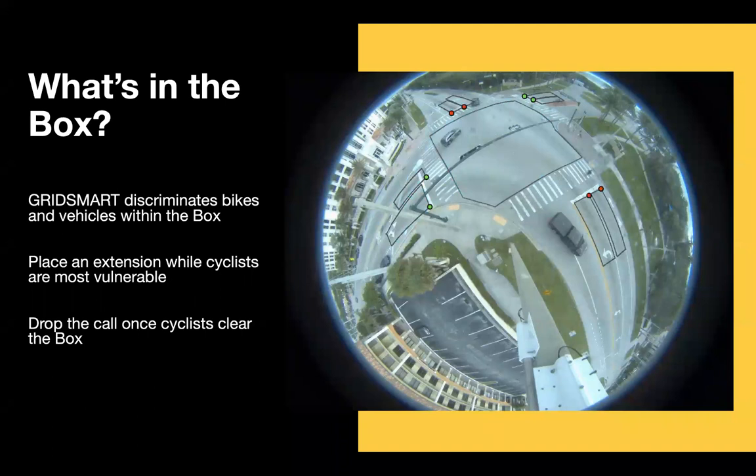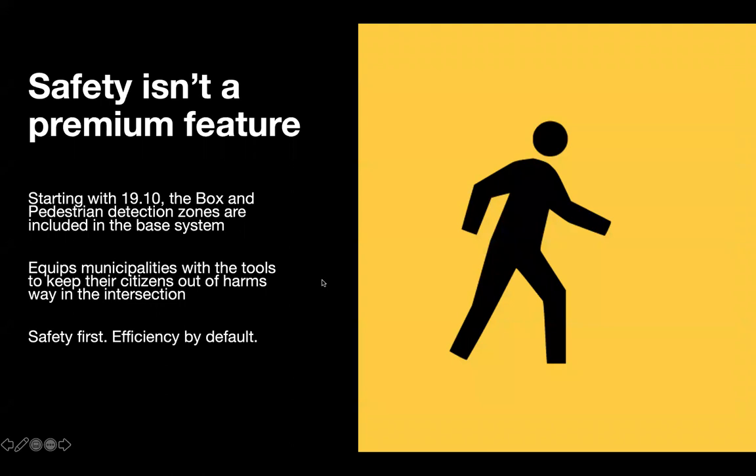That segues nicely into the next bit that I want to talk about, which came with 19.10, which included the change in the way we license these features. We don't believe that safety should be a premium feature. Initially, the box was part of the Performance Plus package, but we've changed that. The box and pedestrian detection zones are now included with the base system. No upcharge, no additional fees, and that's because we think that municipalities should have the tools to keep their citizens out of harm's way while they're in the intersection. It's safety first and efficiency by default.